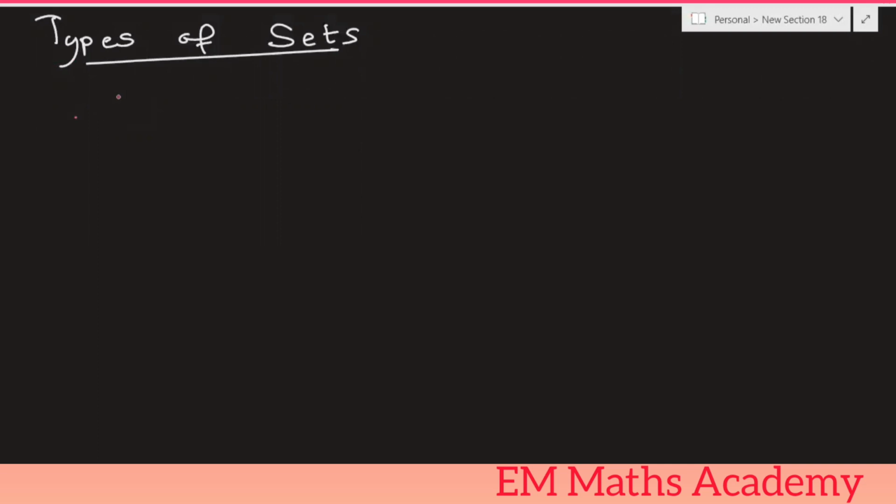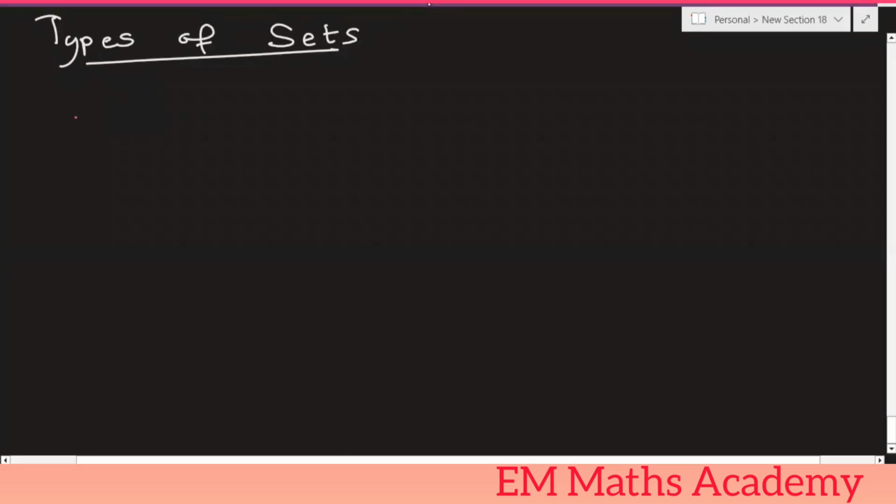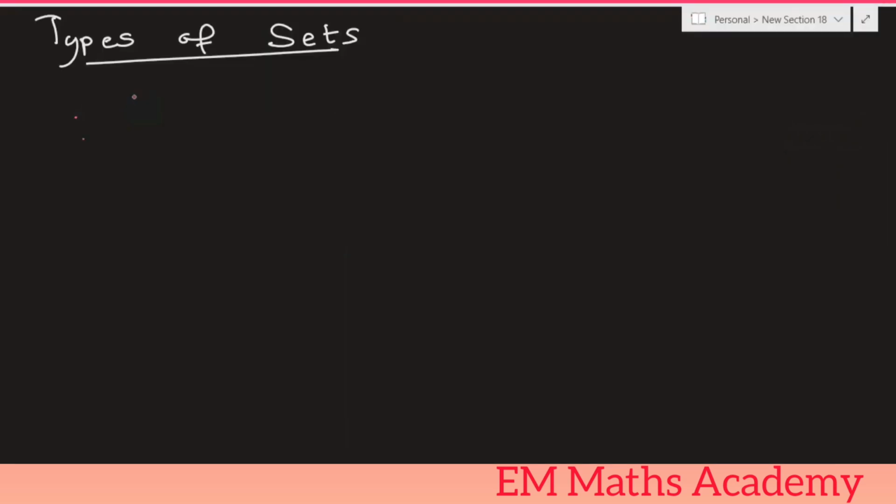Please give me 1 minute. Okay, write the first type of set. It is the universal set.